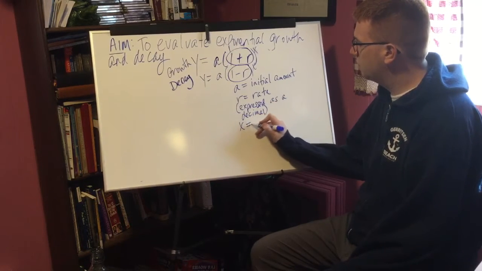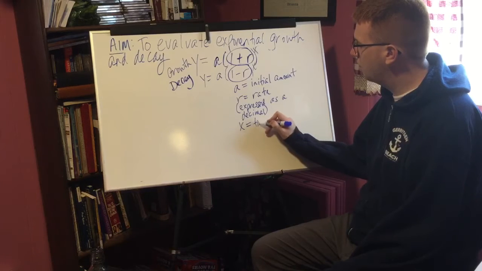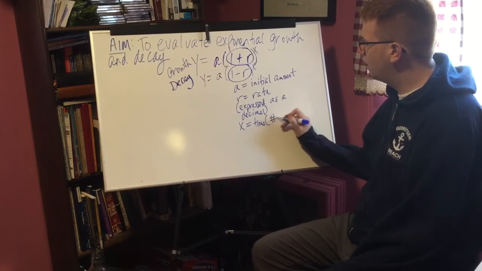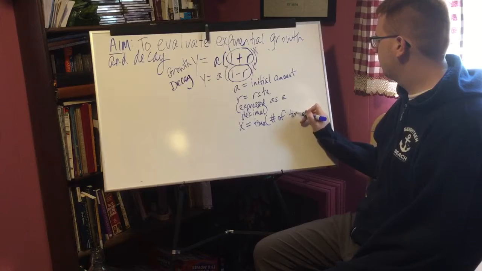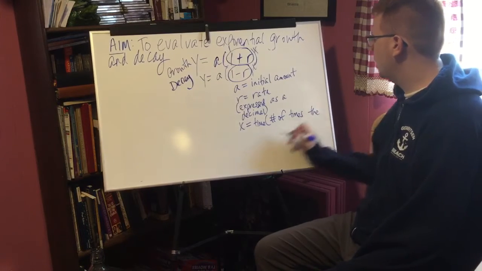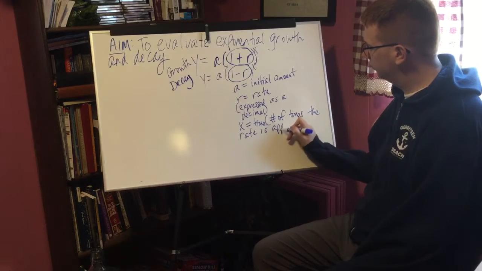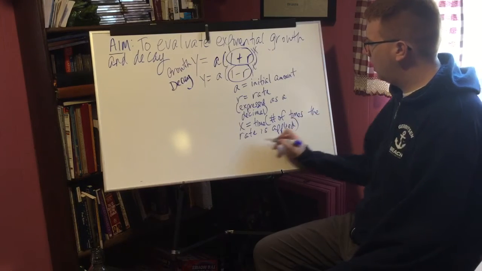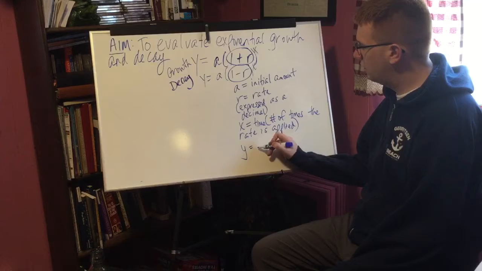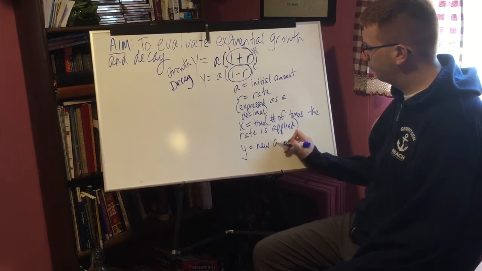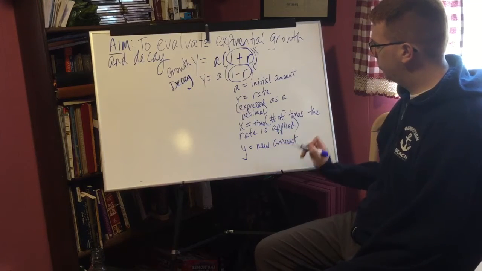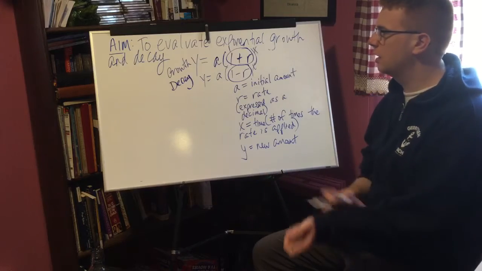And then you have x, which is equal to the time, or the number of times the rate is applied. And y would be the new amount, the output, after all the calculations take place.